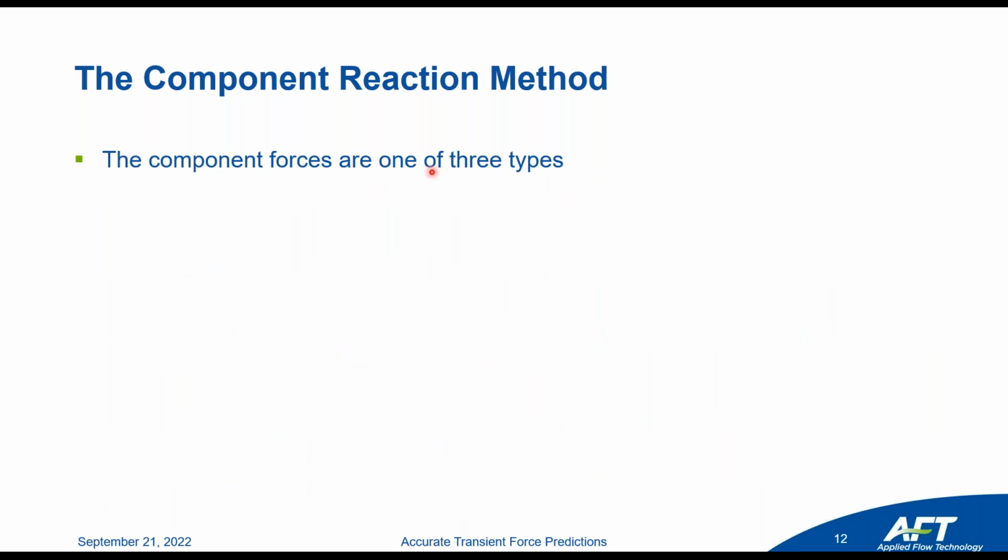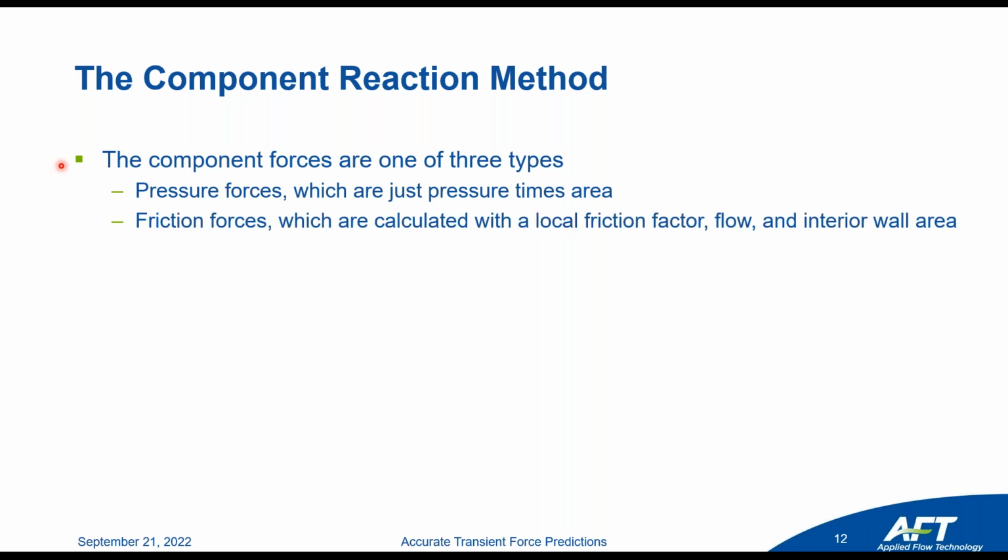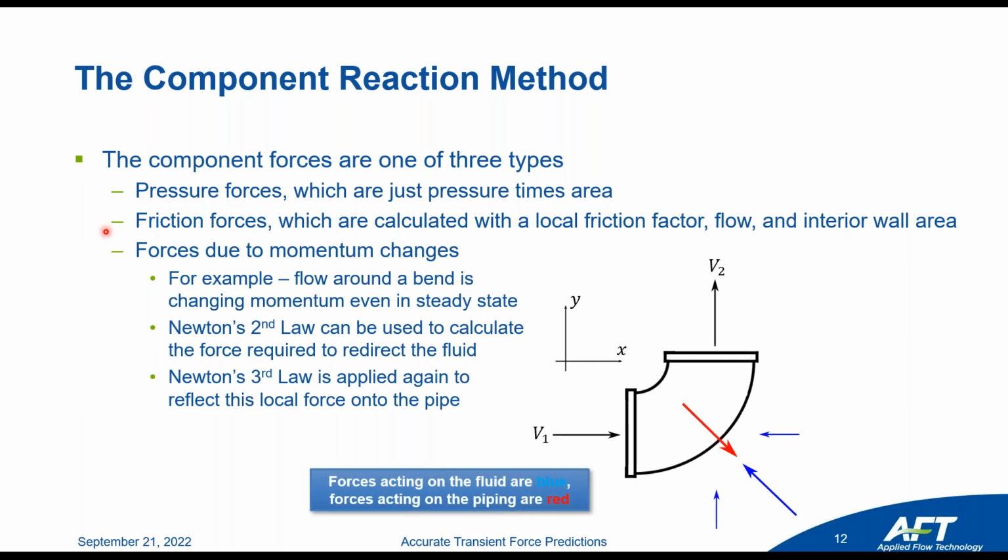So these component forces, there's various different kinds. As we've mentioned, pressure forces, which are just pressure times area. Friction forces, which we can calculate with friction factor, flow, viscosity, interior wall area, everything like that. Very simple things. And there are forces due to momentum changes, which are a little bit more complicated. I'll talk about just one of these cases here, flow around the bend. So we have down here flow coming in from the left around this bend and being redirected up towards the top of the page. And this has a momentum change even in steady state.